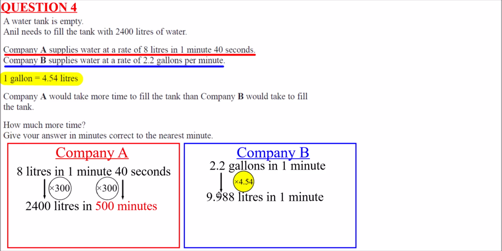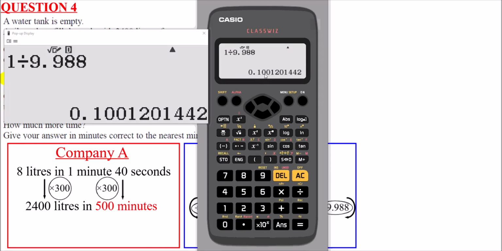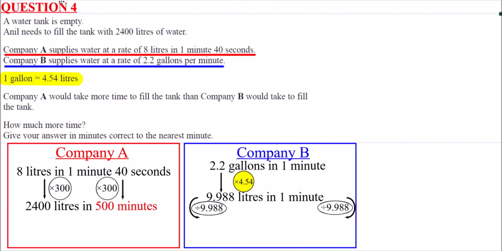What I could do first is divide both bits of this relation by 9.988 to work out what 1 litre would take. So 1 divided by 9.988 gives us 0.10012 and so on. So 1 litre would take about a tenth of a minute to fill. So a tenth of a minute to fill a litre using Company B.